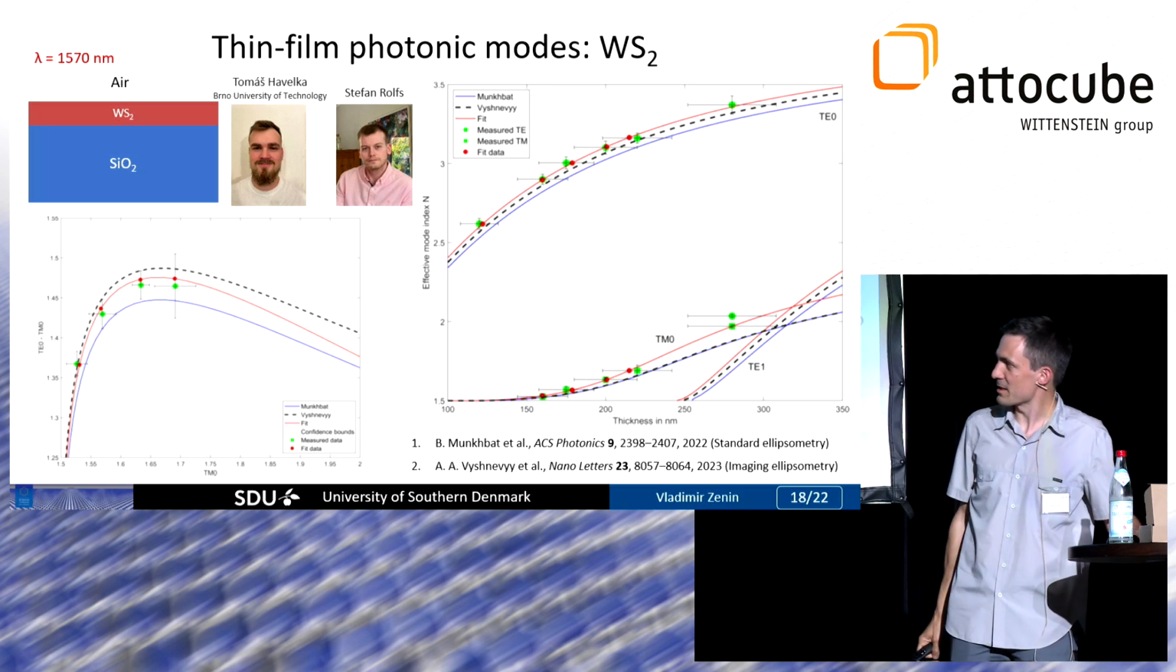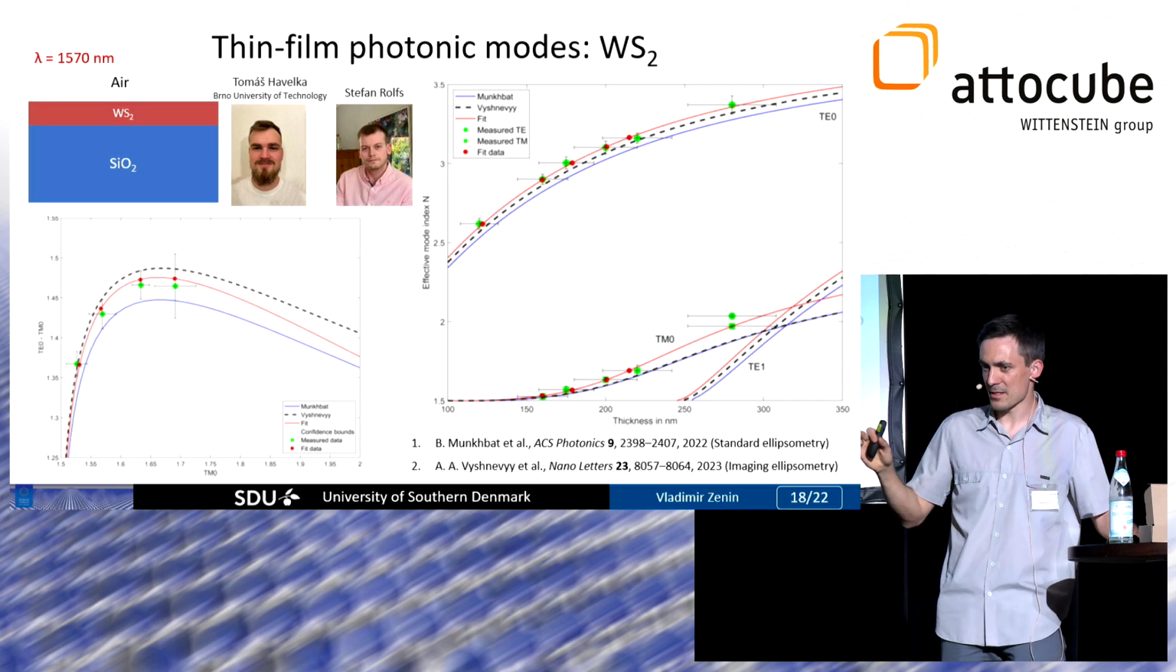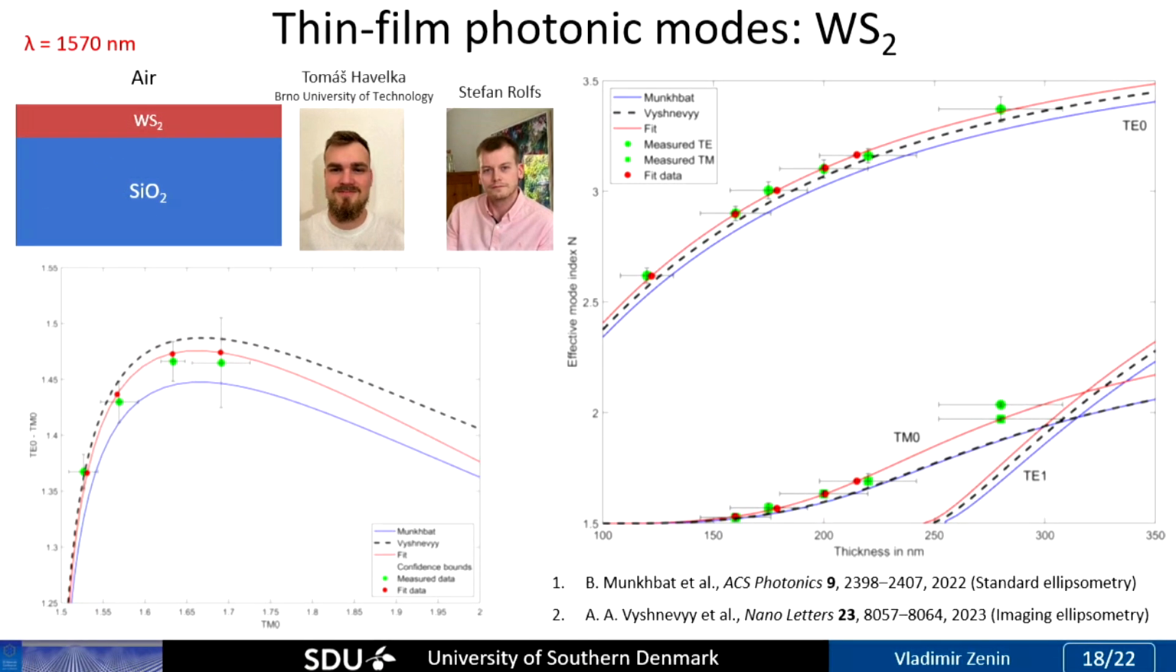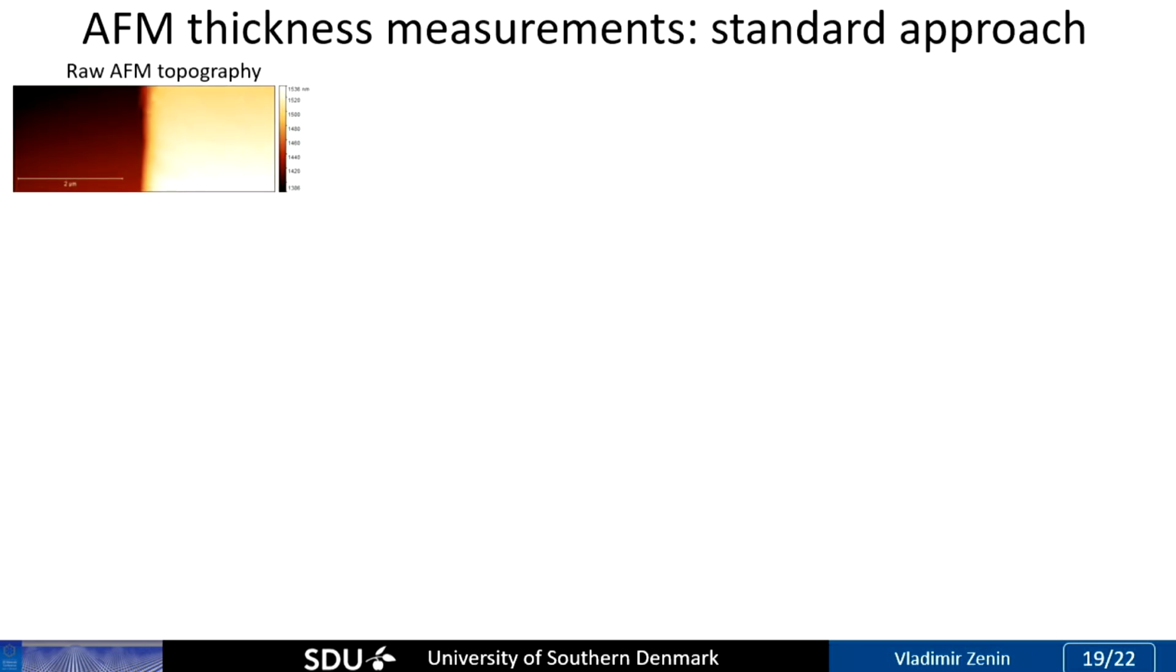So you can put the effective mode index for the TM flake as the x-axis, and the effective index for the other modes as the y-axis. And here you can see that our measurements predict that it should be something in between these two papers' databases, which is here in these papers. So now about the thickness, just 2 more slides.